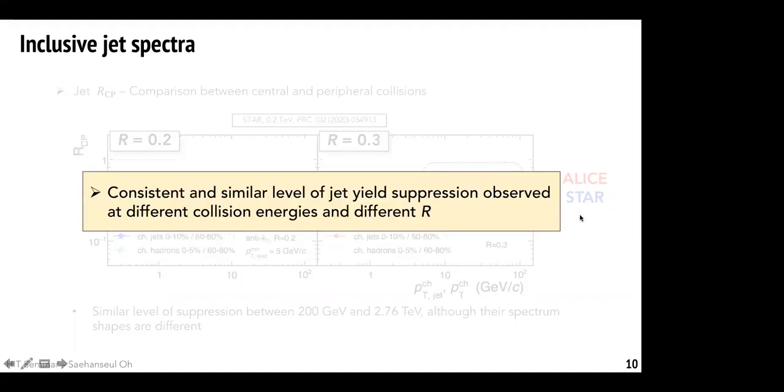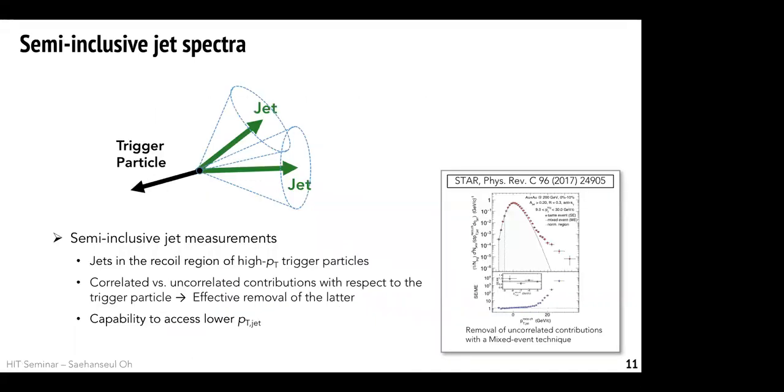So this is my summary for the inclusive jet spectra. We found a very consistent and similar level of jet yield suppression at different collision energies, from RHIC to the LHC, and for different R, from R equal 0.2 to 0.4, which are the standard jet radii. Everything is very consistent. Those were inclusive jet spectra, but now we can do the semi-inclusive jet spectra as well.